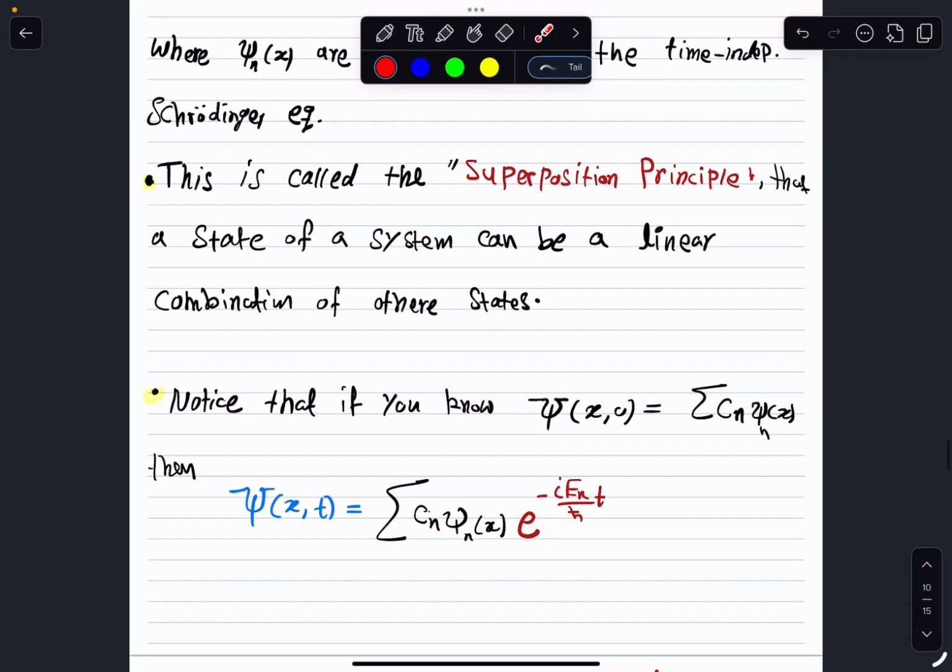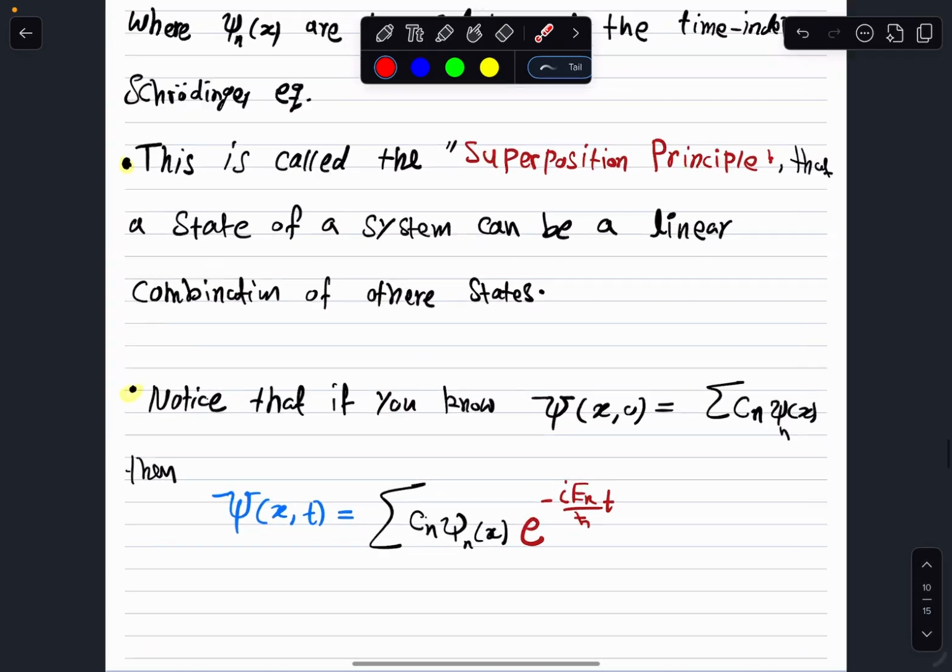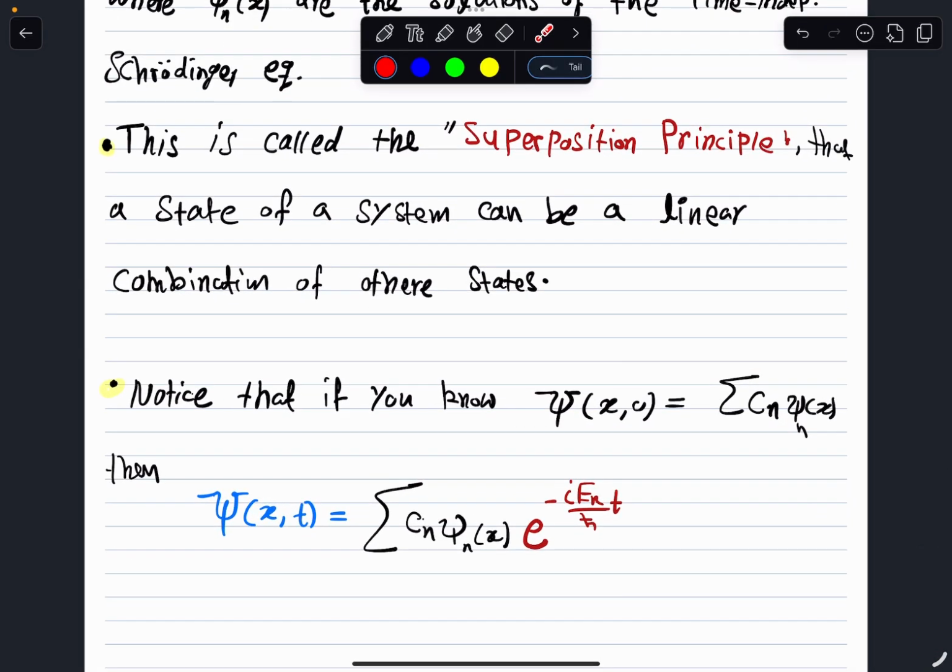Now notice what I just said: if we know the solution at time equal to 0, we know it for any time. We just multiply by e to the power of minus i E n t over h bar. That's why in most cases we just care about the time-independent Schrodinger equation, because if you know the psi n's, you will know, of course, the capital Psi. So the time is not an issue for us.